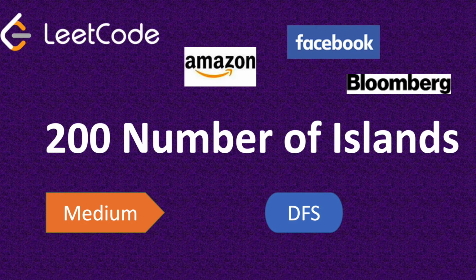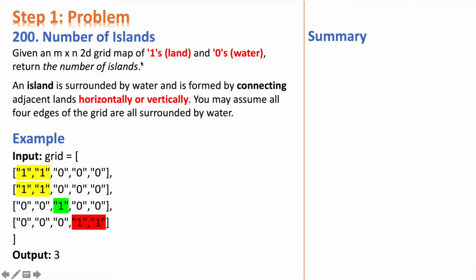Today we're going to look at question number 200, Number of Islands. So let's start by looking at the problem. In this problem, 1 is land, 0 is water. And if we connect adjacent lands horizontally or vertically, we will get an island. What we need to do is to find how many islands are in this grid map.